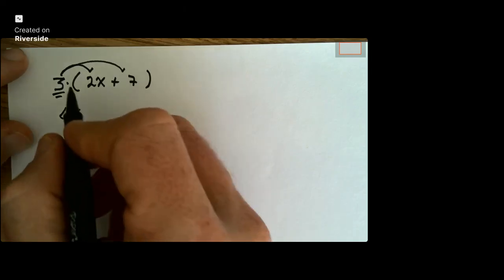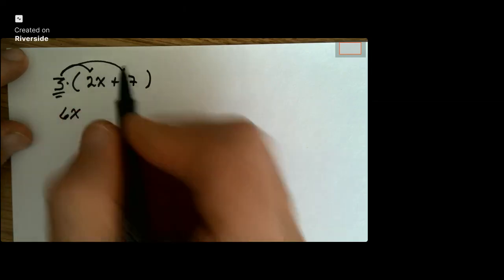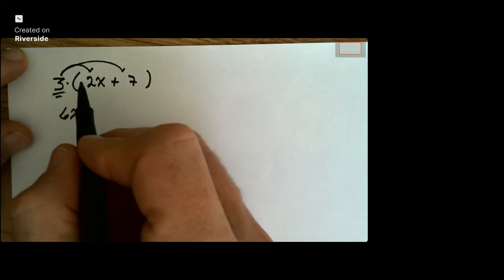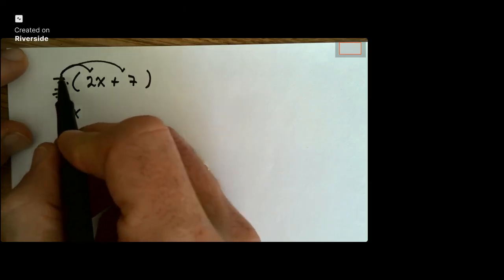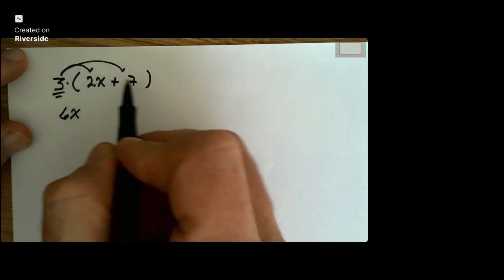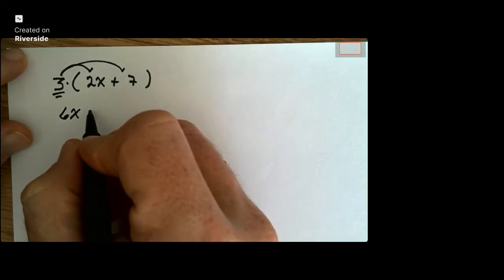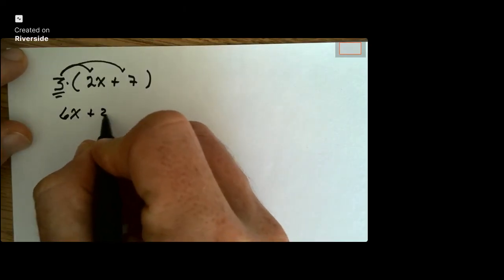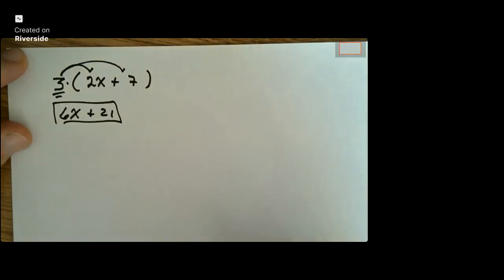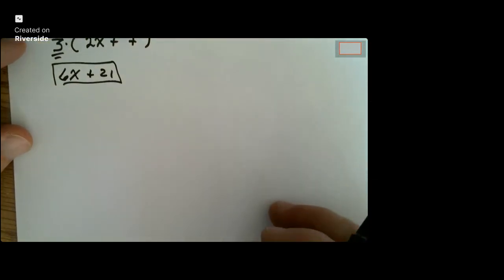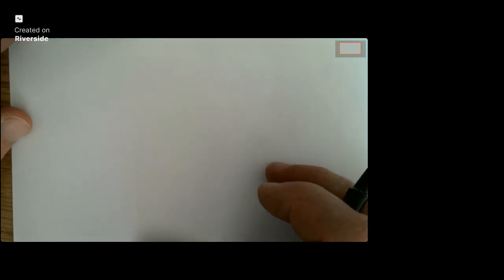Don't put a sign yet. The new sign is going to be the creation between this next product. So positive times positive gives you positive 6x. Positive 3 times positive 7 is going to give you a positive 21. There you go. So we just did our first distributive property right there. Very simple, right?